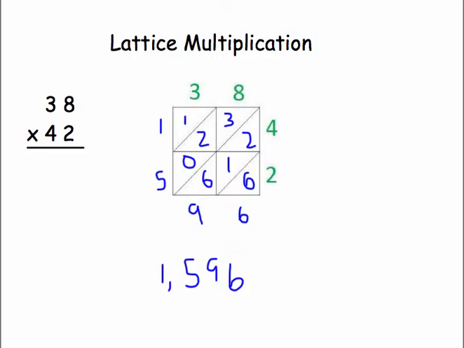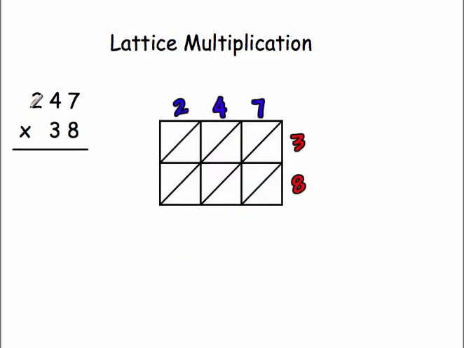Let's take a look at one larger. I now have a 3-digit number times a 2-digit number. I need to have 3 boxes at the top in order to write down 2, 4, and 7. I then need to have 2 boxes on the side to write 3 and 8. The problem is 247 times 38.